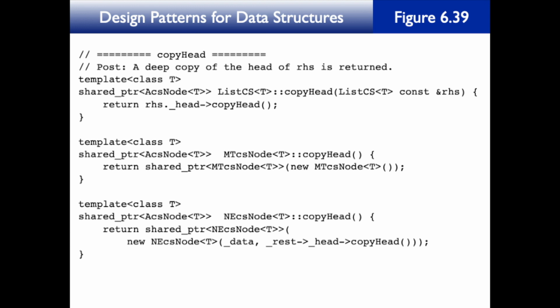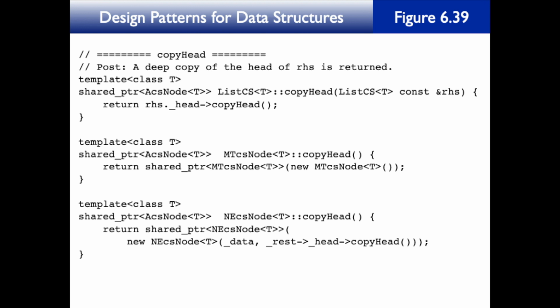Okay, for the remainder of this lecture, we are going to use this. I've produced this screencast of the material. So the next method we want to look at is copy head. Figure 6.39 shows the code for copy head. As usual, the first version of copy head is the list version. Notice that copy head, as with list L, returns a pointer to a node, in this case a pointer to an abstract composite state node. Then the second version is the empty node version of copy head, and the third version is the non-empty node version of copy head.